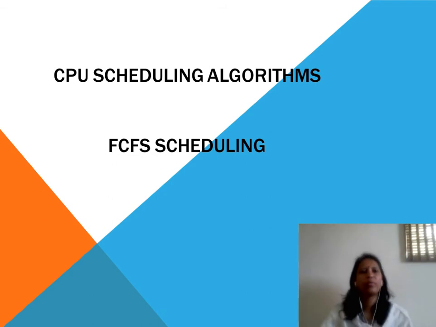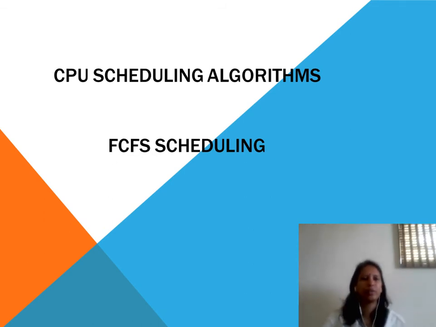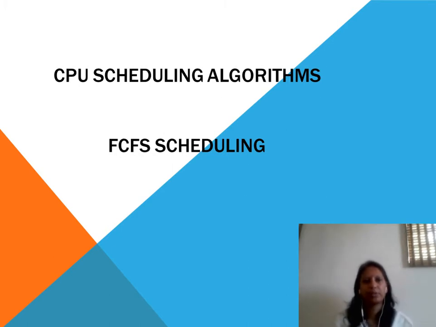Hello everyone, today we are going to look at the concept called the CPU scheduling algorithm. Here CPU scheduling deals with the problem of deciding which of the processes in the ready queue is to be allocated to the CPU. In today's lecture we are going to solve one problem on FCFS scheduling.